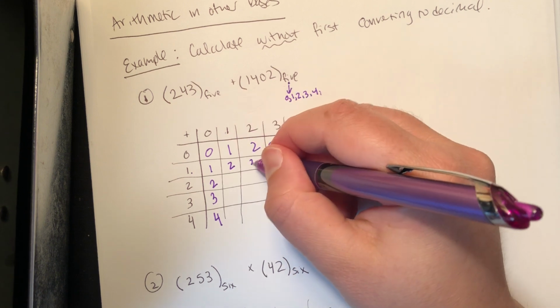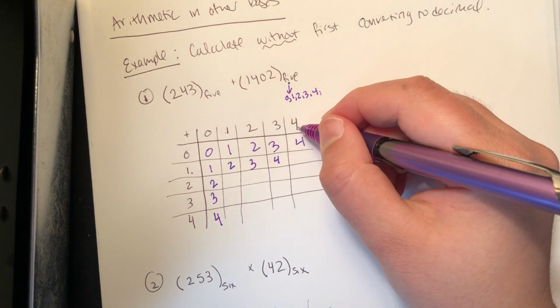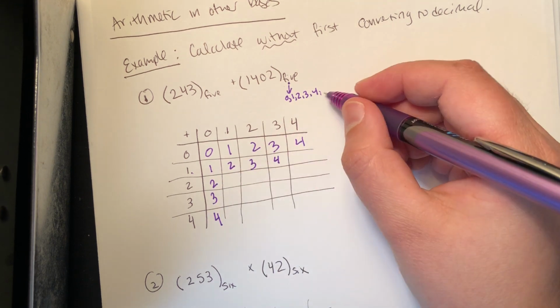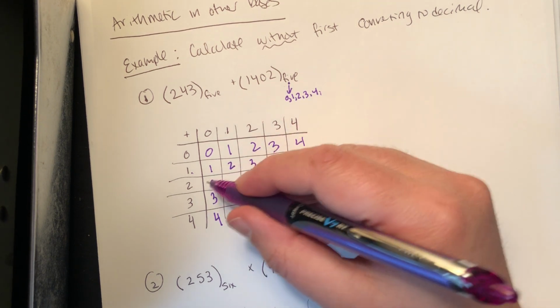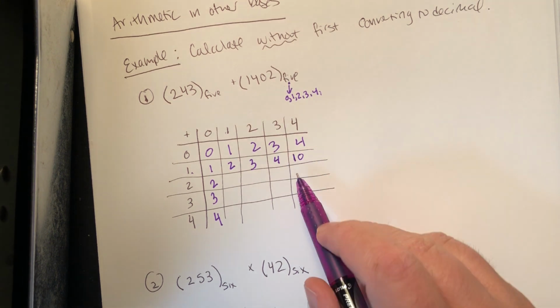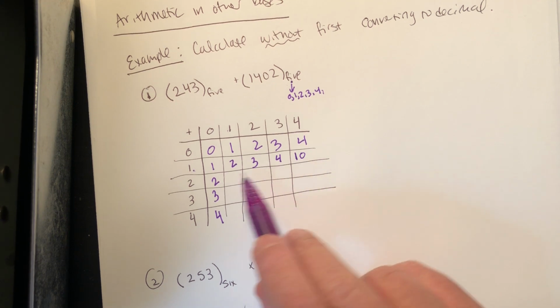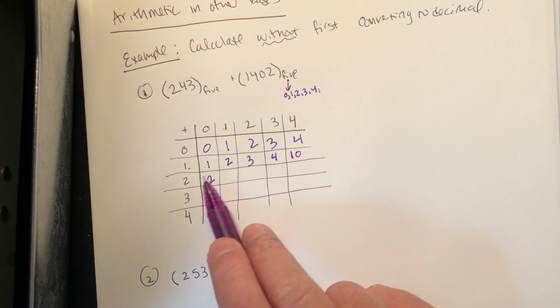1 plus 2 is 3, that's fine. 1 plus 3 is 4. 1 plus 4 would be 5, but we don't have a 5 to use here. So when you run out of digits, your next number up would be 10. Right? This is saying 1 copy of 5 and 0 copies of 1 in decimal. All right, so this is how we would count in base 5.